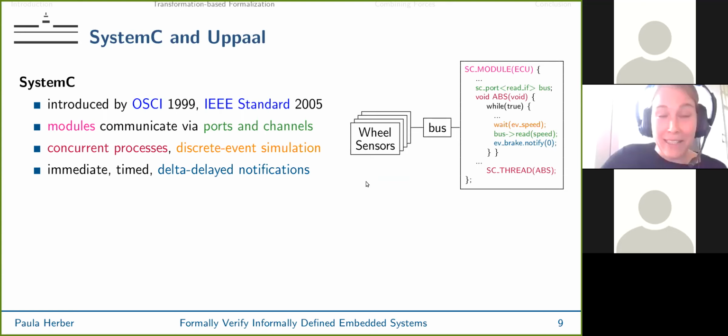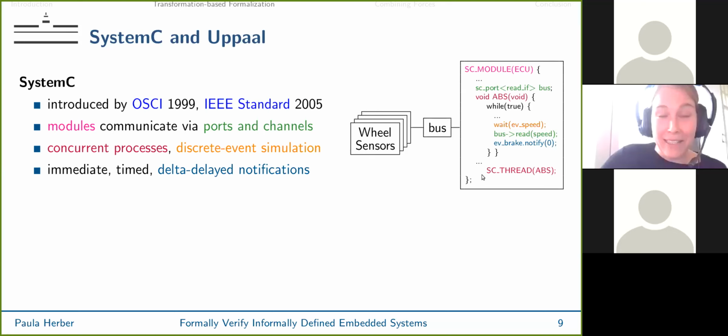But today I really want to focus on the core semantics of SystemC to give you a feeling for how we captured this execution semantics with our transformation. So the only things we need to know today is that we have some modules, for example some wheel sensors or the electronic control unit, and they communicate via ports and channels. So the electronic control unit can read something from the wheel sensors via a bus. And from a semantic point of view, the semantics of SystemC basically boils down to concurrent processes that are executed within a discrete event simulation.